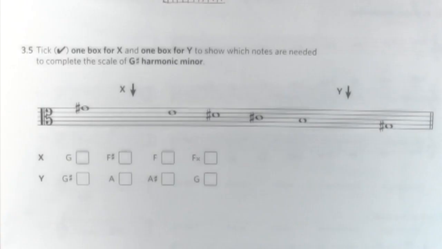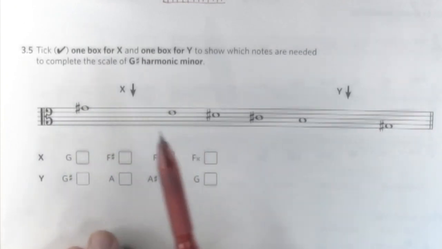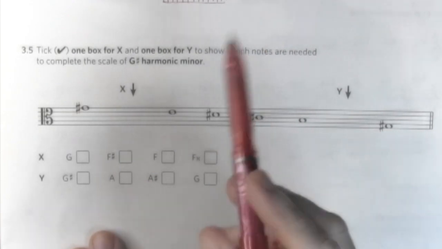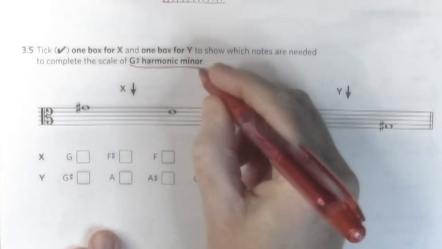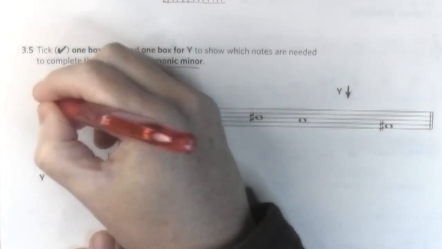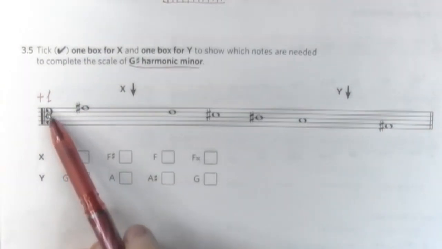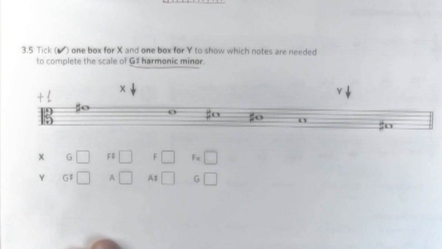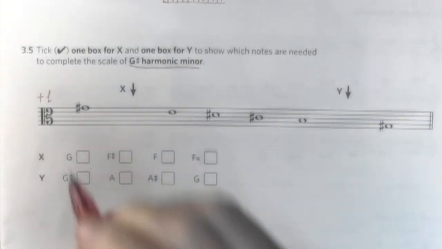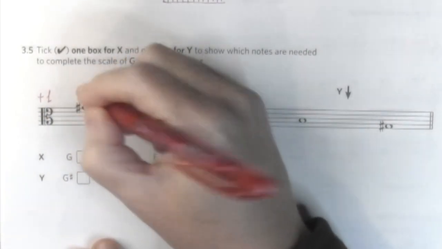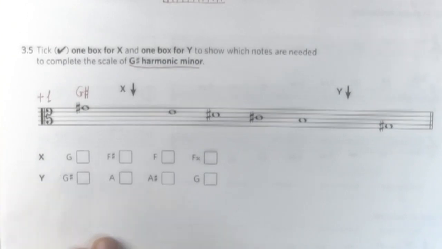Question 5. In this question, we are asked to tick the box that shows the correct notes to complete the scale of G sharp harmonic minor. Now, this is in the alto clef, and you might think that you don't know anything about this. Are you panicking? No, it's treble +1 or bass -1. But the starting note is definitely G sharp.